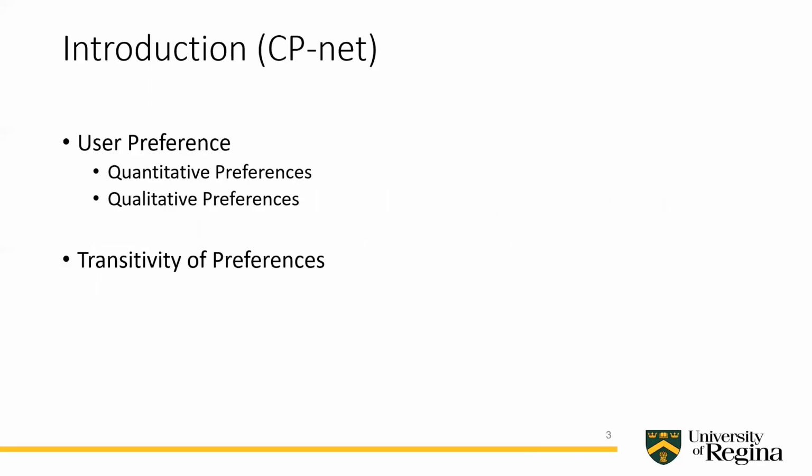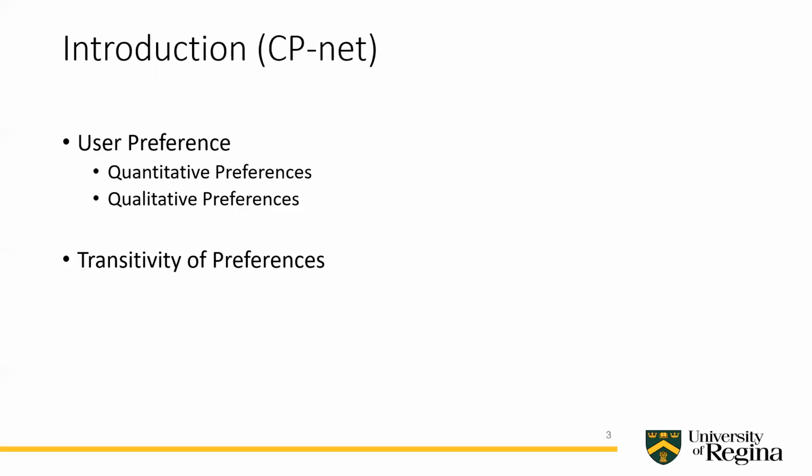To understand CPNet, we need to first understand user preference. User preference can be of two types: one is qualitative and another one is quantitative. In quantitative preference, users describe their preference based on the quantity of a particular product. In qualitative preference, users discuss the quality of the product, like it can be a car, or a choice of any grocery item or anything like that.